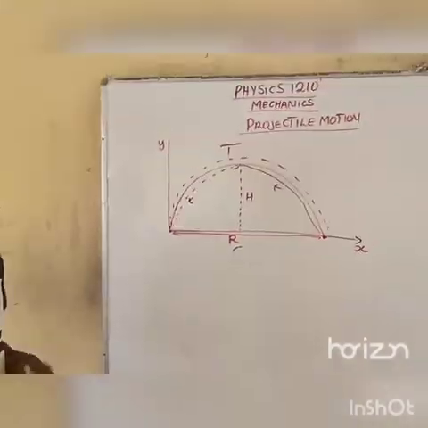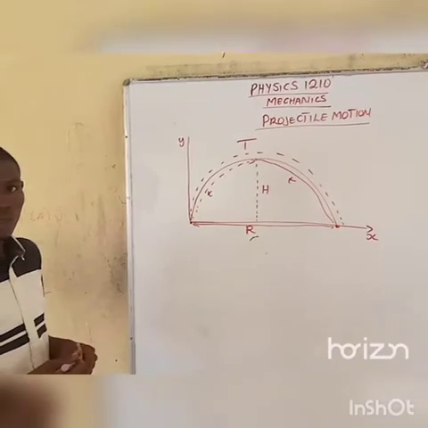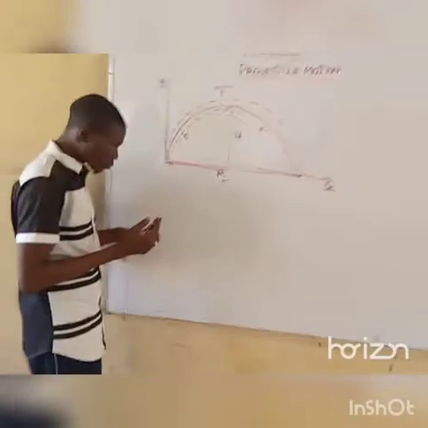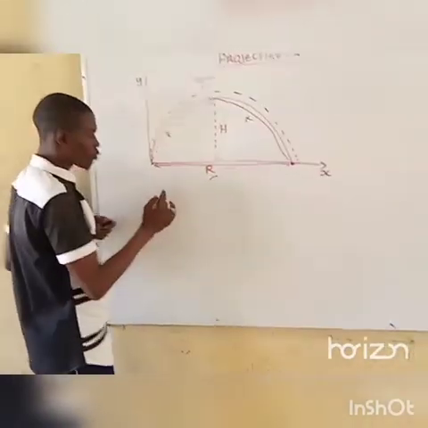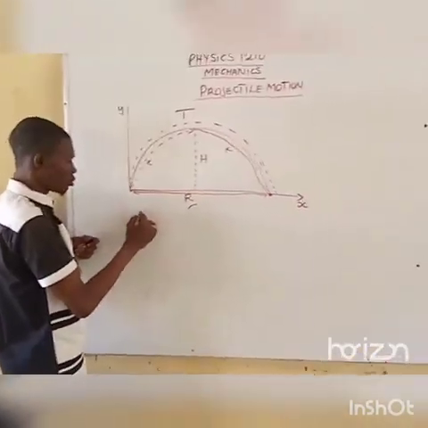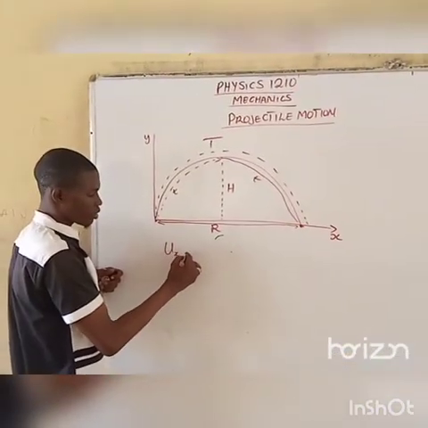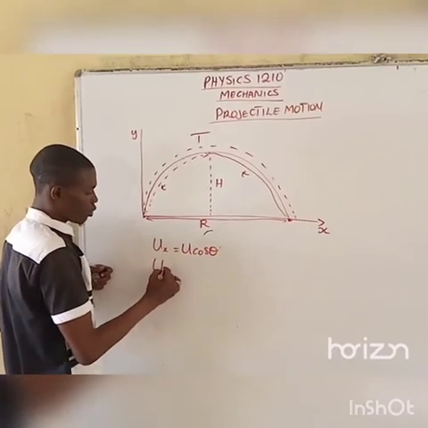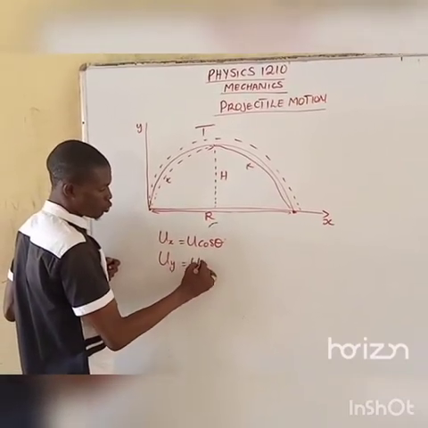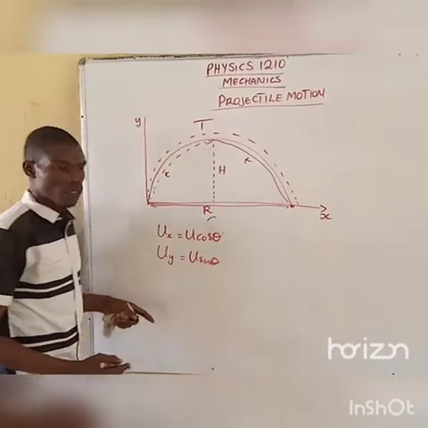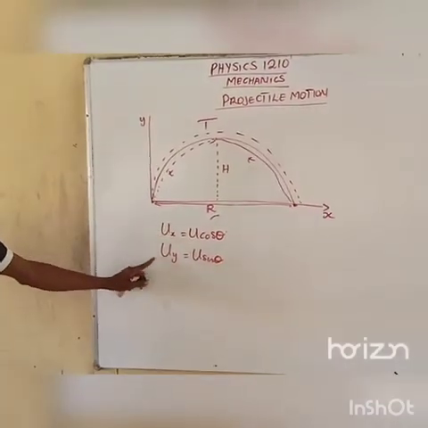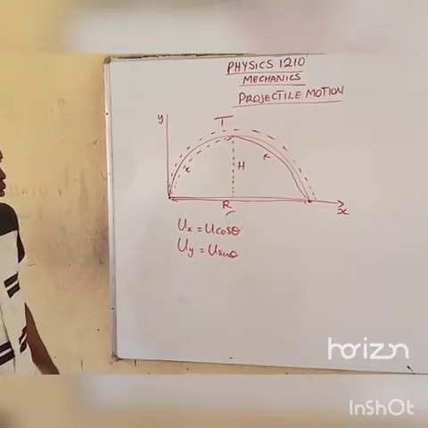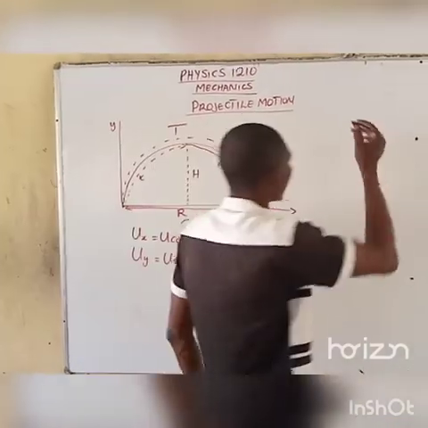So now we are going to derive expressions for simple projectile motion. What we have to put at the back of our mind is that u along the x axis is always u cos theta, and u along the y axis is always u sin theta. So now we are going to derive using our equations of motion.